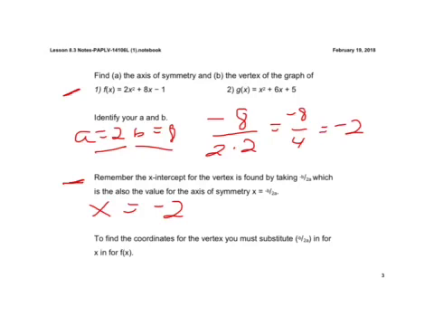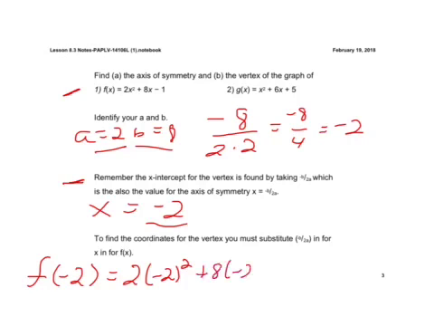Now they want us to find the vertex. So remember, to find the vertex, we have to take this value and we have to substitute it into x into our function. So we have to find f of negative 2. So we take 2 times negative 2 squared plus 8 times negative 2 minus 1. So powers first, negative 2 squared is 4, and we have 2 times 4 is 8, plus 8 times negative 2 is a negative 16 minus 1. So 8 plus negative 16 would be a negative 9 minus 1 would equal a negative 10.